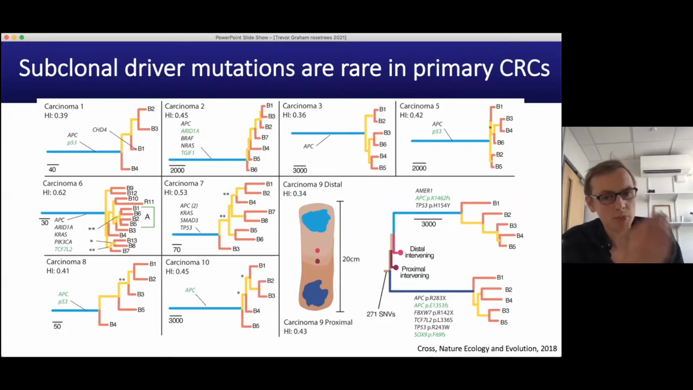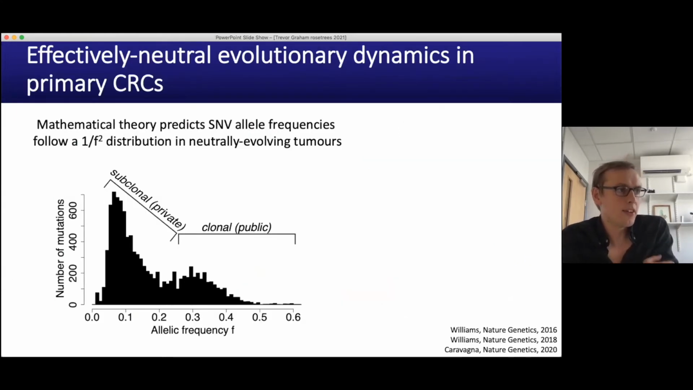So again, this is a problem for this genetic progression model. This is not what we see when we actually look in the data. And so here's the first bit of maths. We also ask, can we learn about what the evolutionary dynamics are within a primary tumor? And so we wrote down a stochastic branching process model to ask, well, how do the mutations propagate through a tumor as that tumor grows?